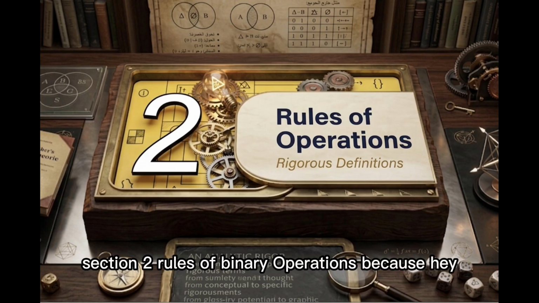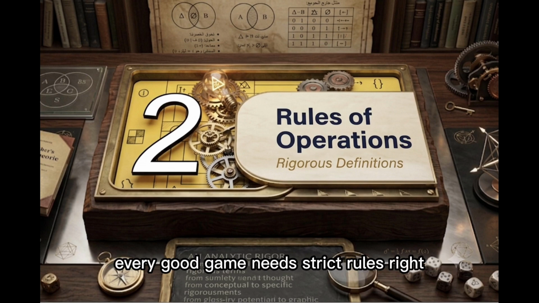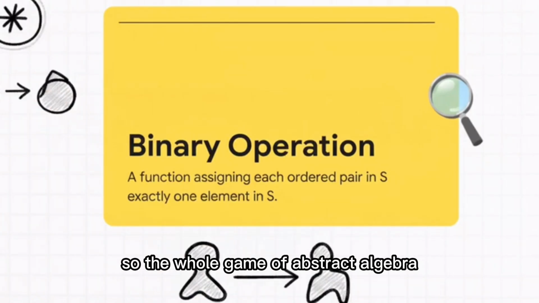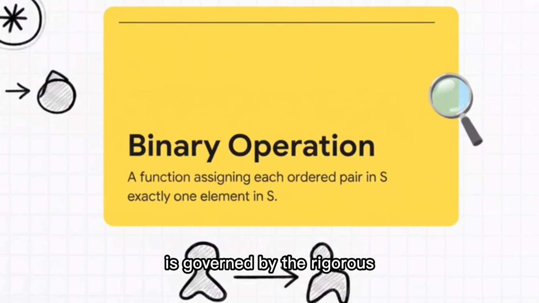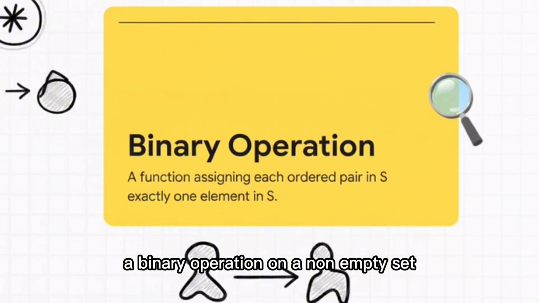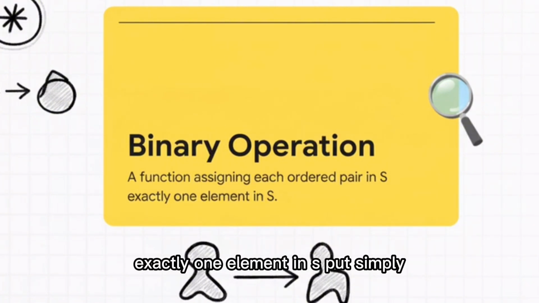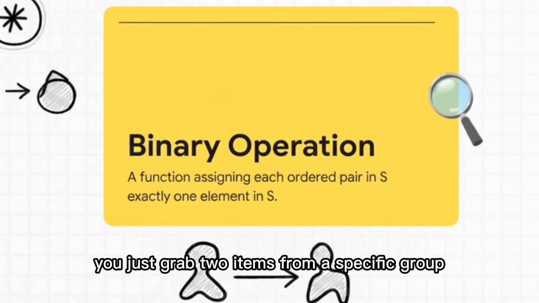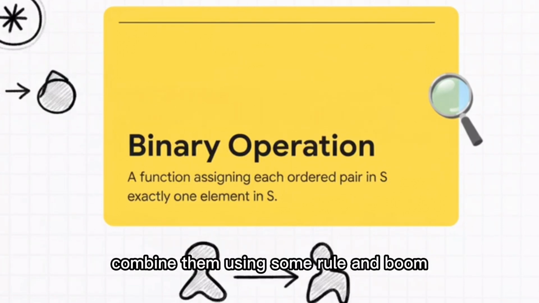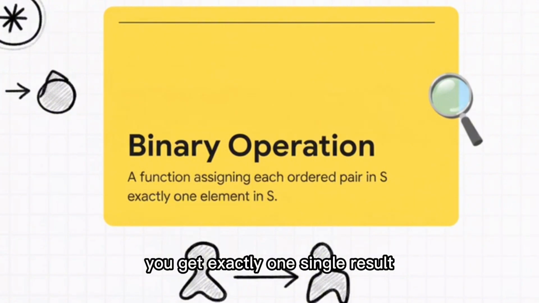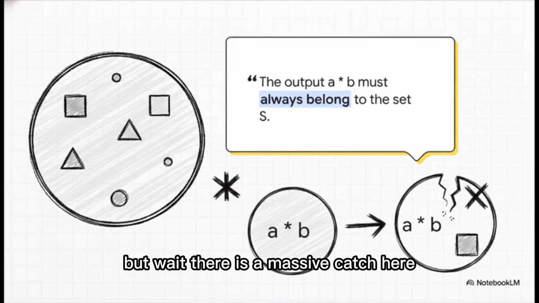Section 2. Rules of binary operations. Because, hey, every good game needs strict rules, right? So, the whole game of abstract algebra is governed by the rigorous definition of a binary operation, usually denoted by an asterisk. A binary operation on a non-empty set S is a function that assigns to each ordered pair of elements in S exactly one element in S. Put simply, you just grab two items from a specific group, combine them using some rule, and boom, you get exactly one single result. But wait, there is a massive catch here.